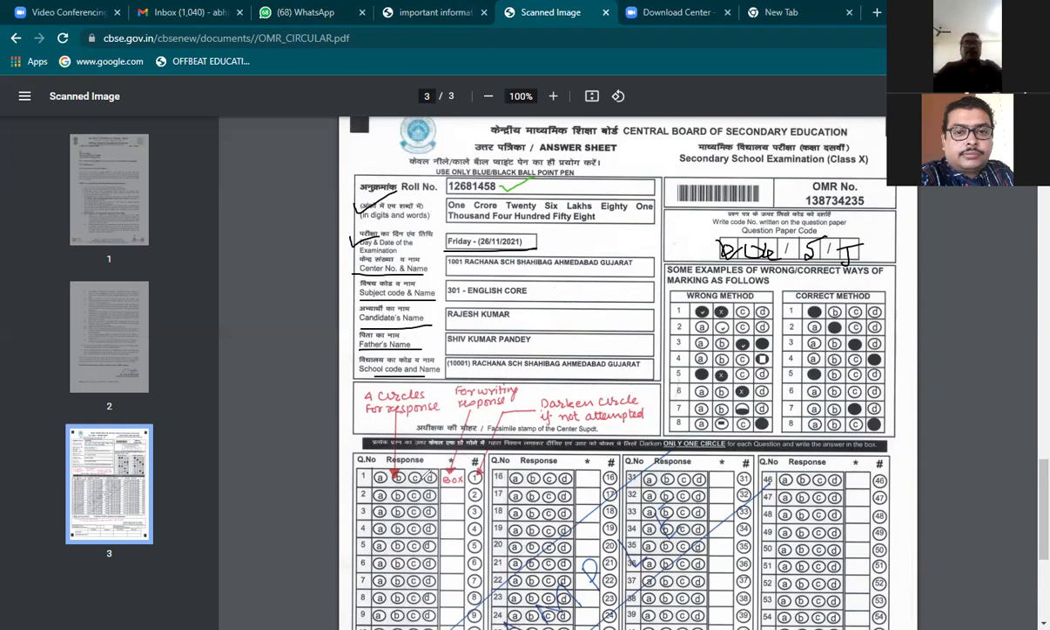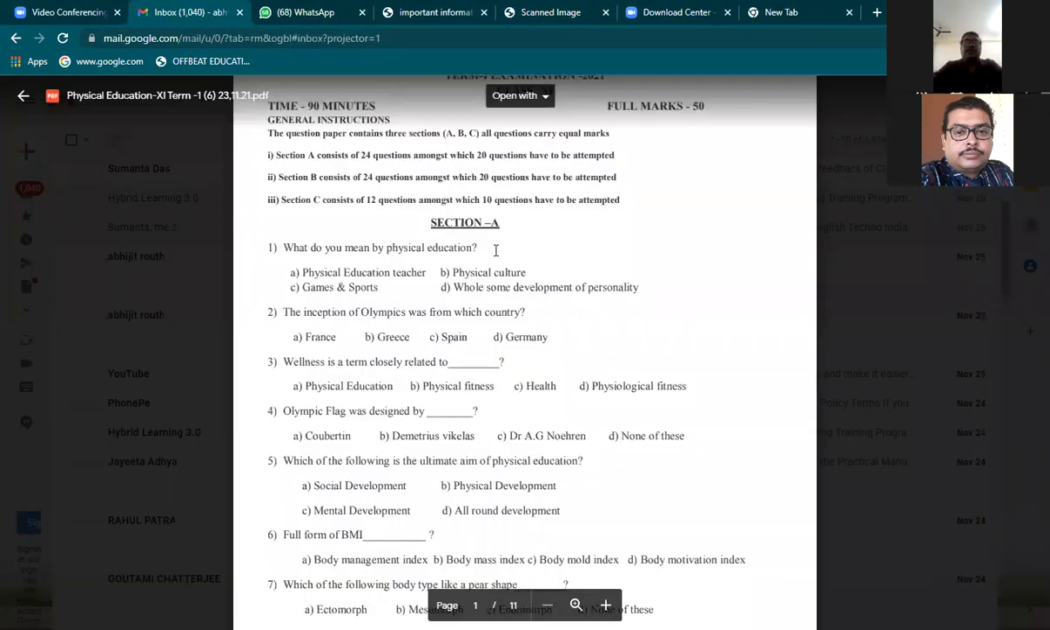Now we are coming to the OMR. Filling up the OMR is very important. Suppose I show you the question paper also, so you can get an idea about that, because there are lots of things you need to do. Otherwise, it will be haste stuff. You can see this is the question paper.